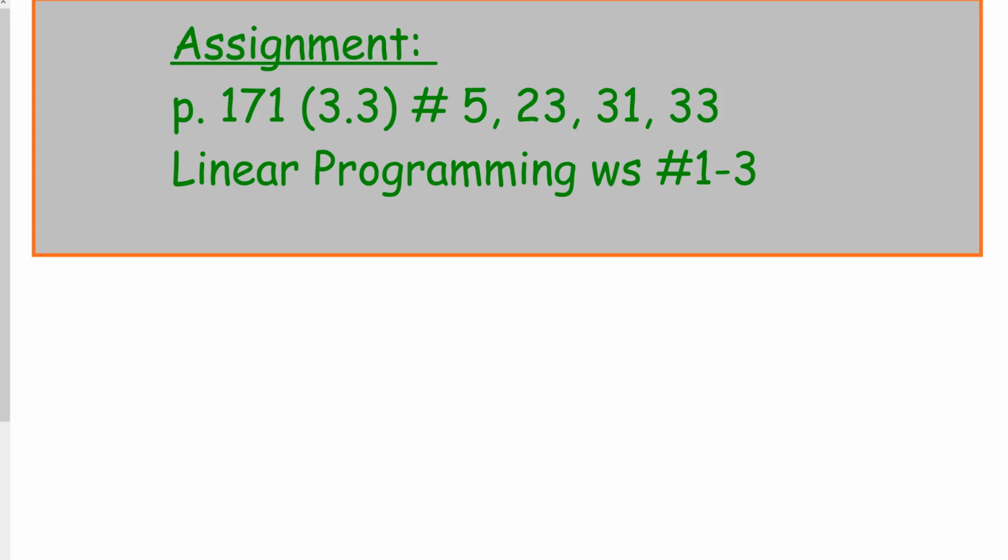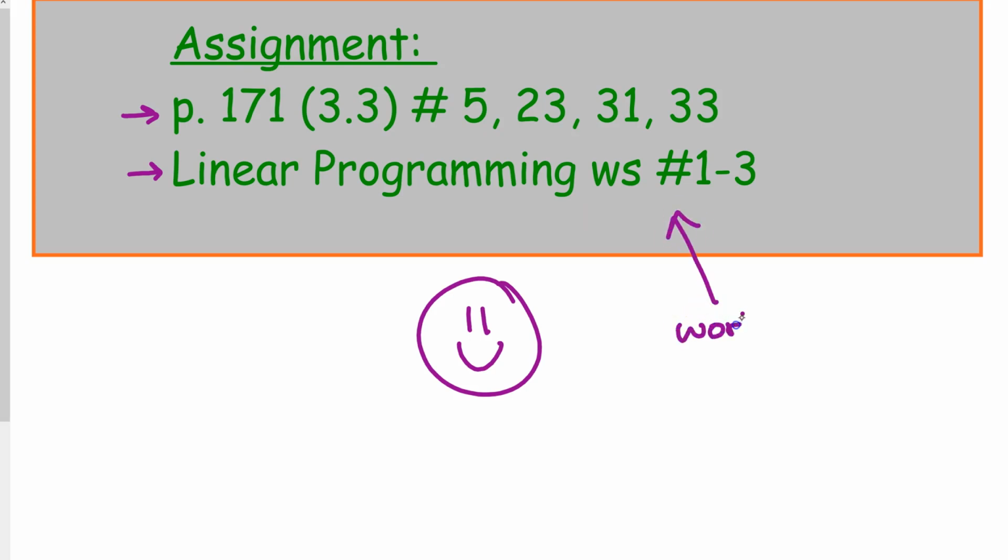So, for your assignment, the problems on page 171 are just graphing systems like we did in our examples 1 and 2. And then there's a linear programming worksheet that has 3 more linear programming problems to do with the complete linear programming process. Also, I have put my worked out solutions to these 3 on Canvas.